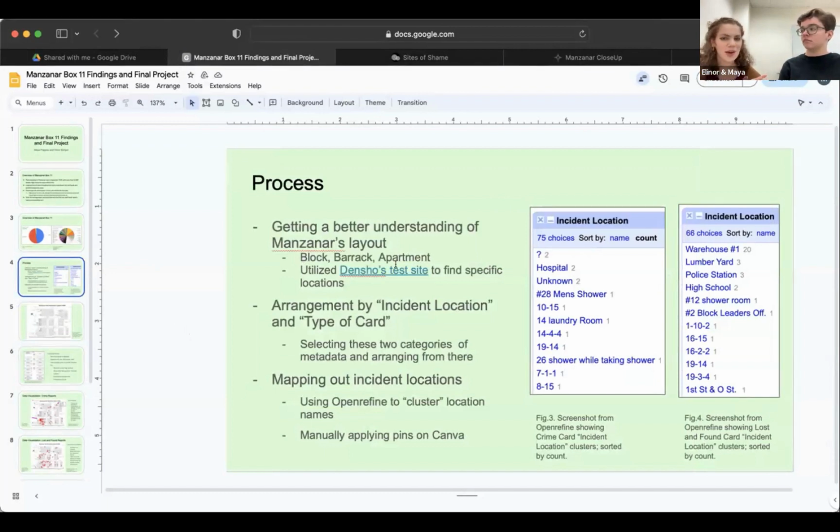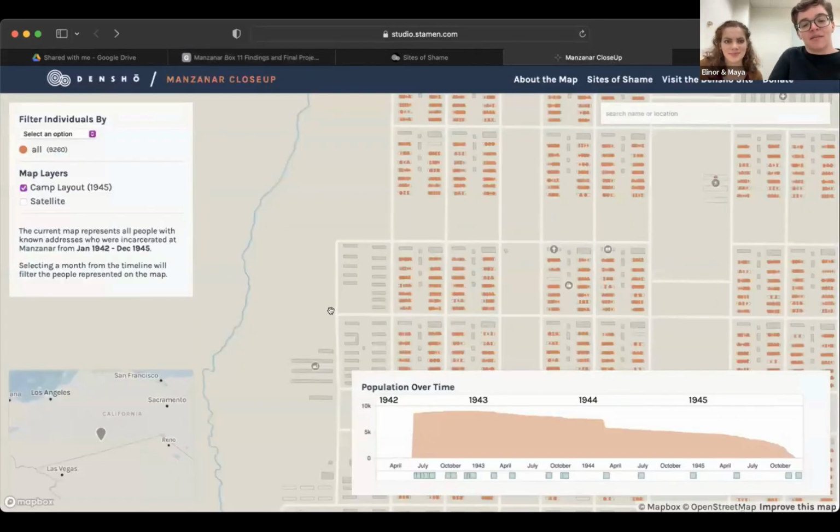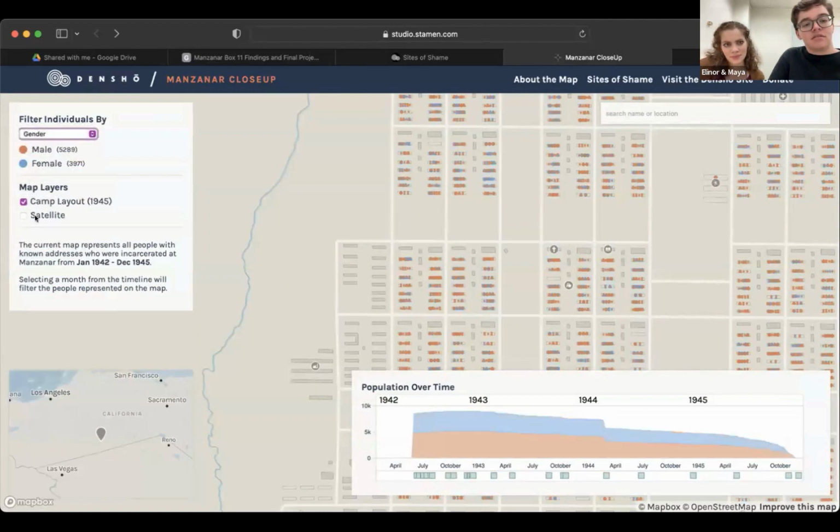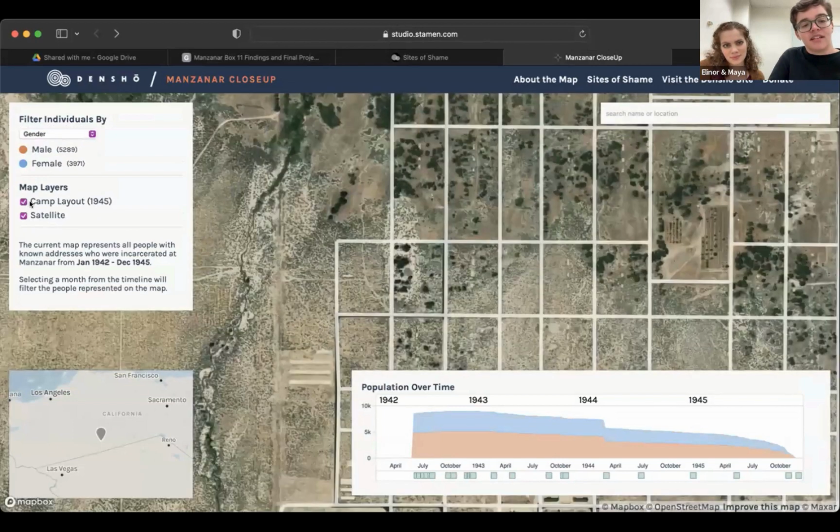But did you want to show that one? Yeah, I can show that. Just going to show you guys the Densho map. I know Jeff Rowe went over it a little bit. Let's see if we just... Okay. No, we want the camp layout. Yeah, we did.